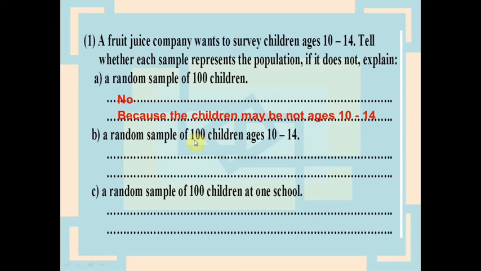B: a random sample of 100 children ages 10 to 14. This sample represents the population, children ages 10 to 14. C: a random sample of 100 children at one school. This also does not represent the population, because here the sample ignores the children not in this school. We have other children in other schools.